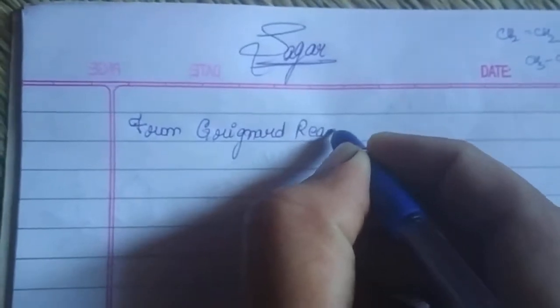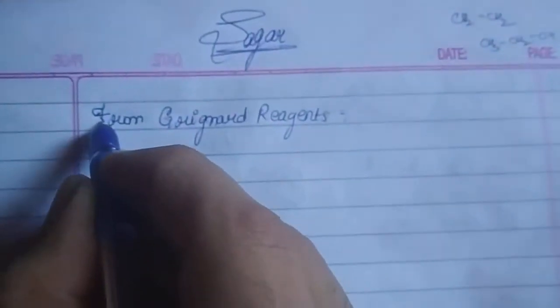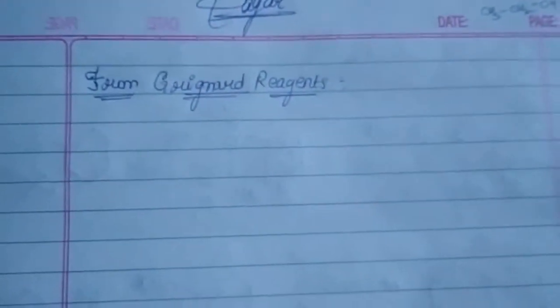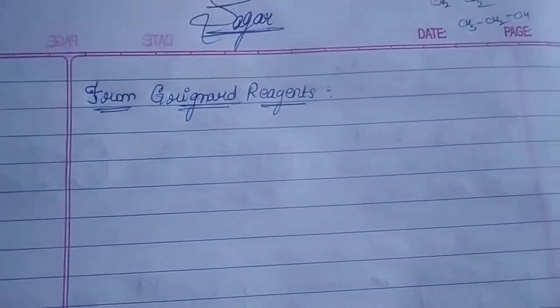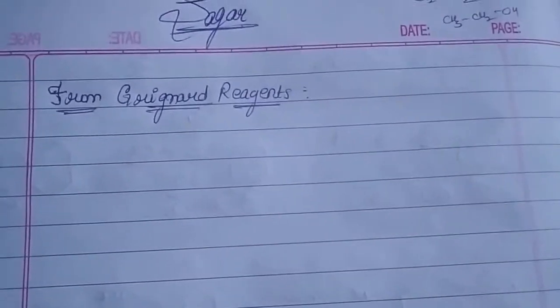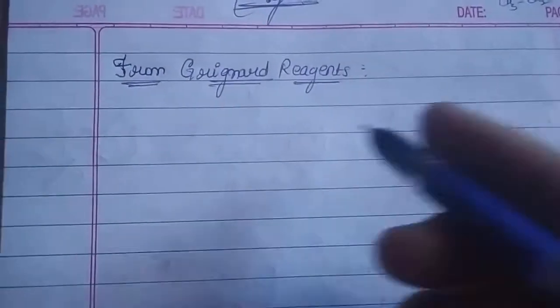Of course, we know what we mean by Grignard reagents. Grignard reagents are the alkyl or aryl magnesium halides. So by utilizing such Grignard reagents, we are going to see how carboxylic acids can be prepared. First of all, I would just like to give you the general reaction.